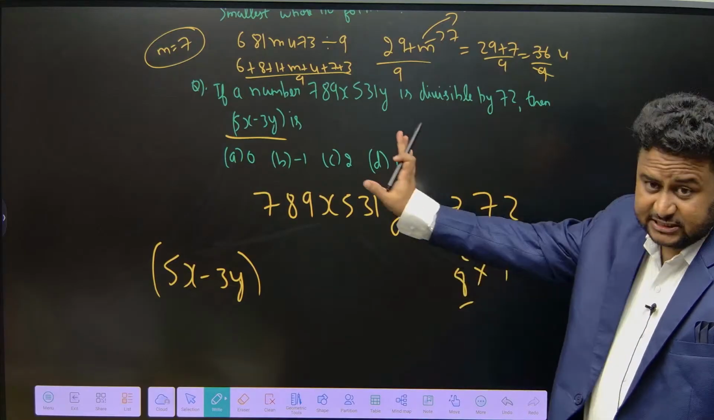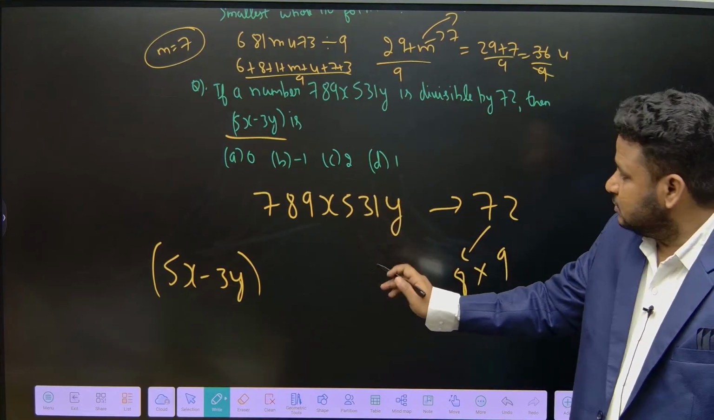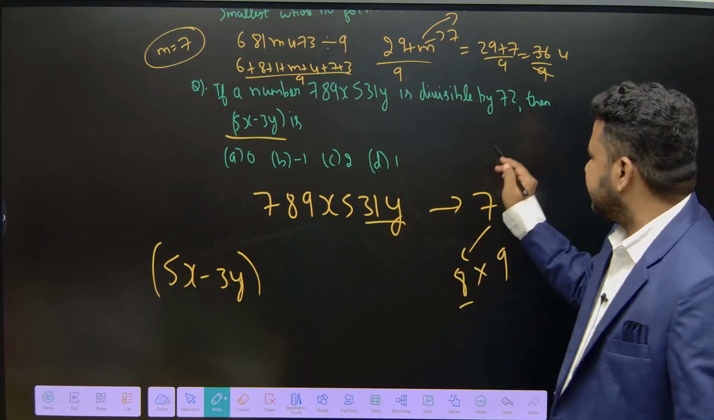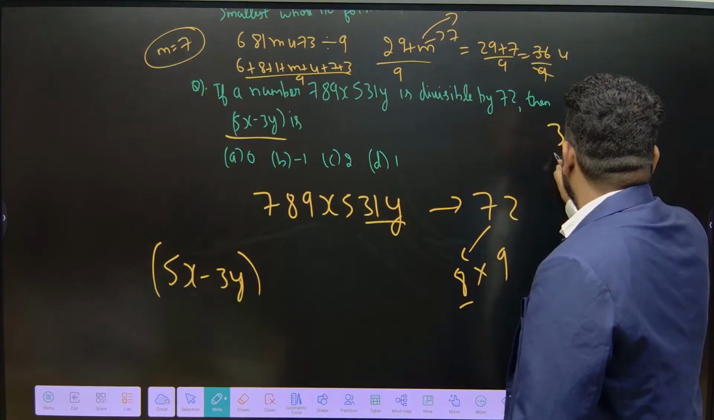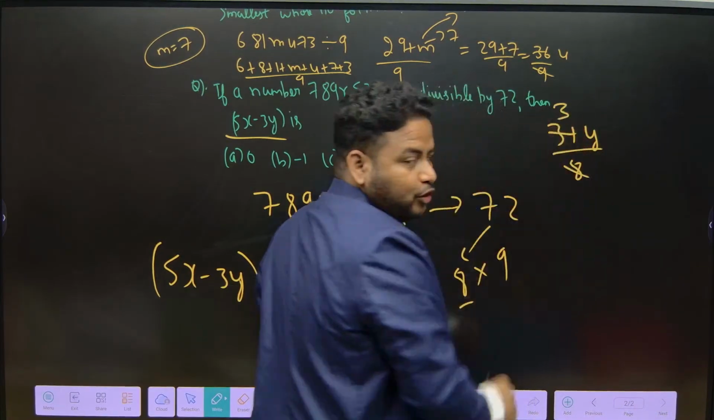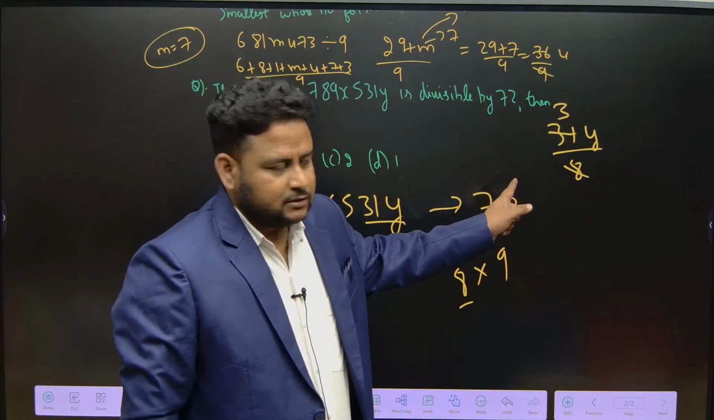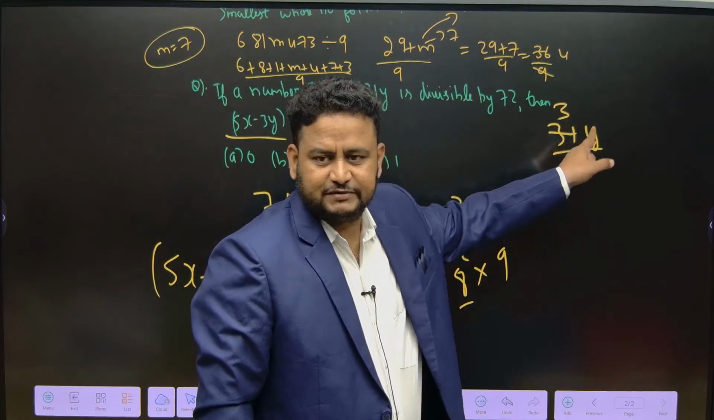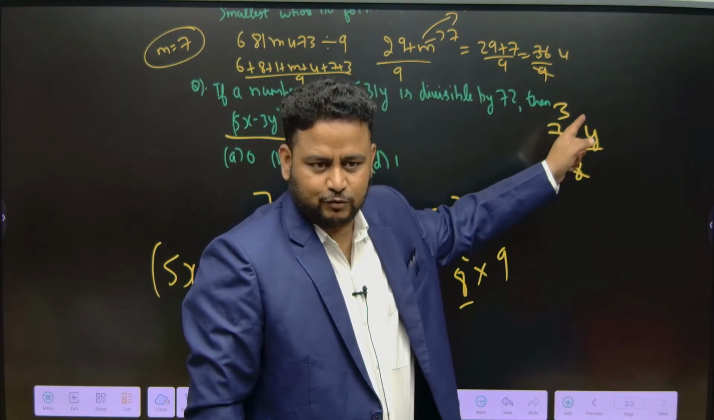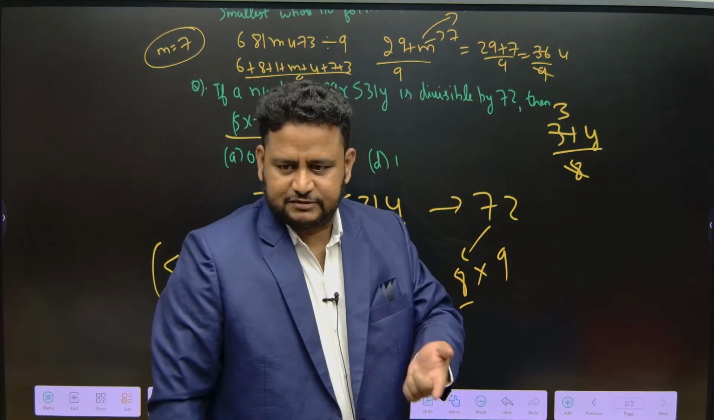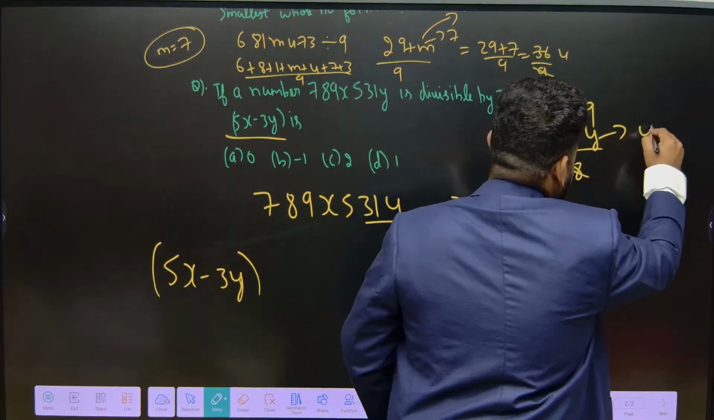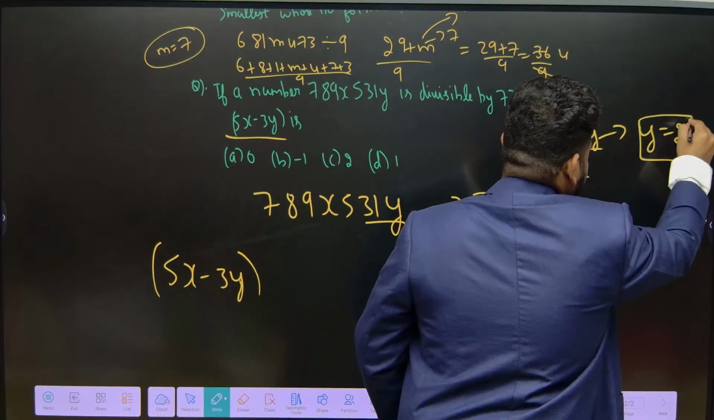They are only telling it is divisible, it is not checking. So the last 3 digits should be divisible by 8. So we have 31y. It should be divisible by 8. See here, 8 3s are 24. What is left? 7. So what value should I put so that it is divisible? If I put 0, not possible. If I put 1, it will become 71. If I put 2, definitely it will become divisible. 8 9s are 72. Then the only possible value is y equal to 2.